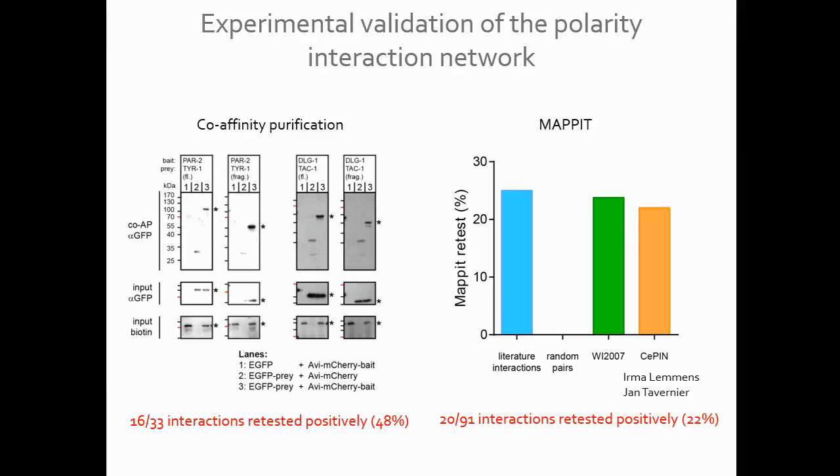And with the help of the group of Jan Tavernier, we also tested a much larger set of interactions in a mammalian protein-protein interaction system that they developed called MAPIT. And the advantage of this system is that it had been benchmarked very well against previous data sets, including a set of interactions curated from the literature and a set of random proteins that serve as a negative control, because just selecting proteins at random, you don't expect them to interact. And what I'm showing here is the retest rate at a stringency level of the assay where random pairs show no retest, none of them test positively. And you can see that our interaction network retests at a similar rate as literature-curated interactions and as a previously generated C. elegans protein interaction data set.